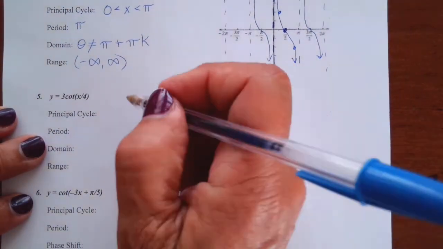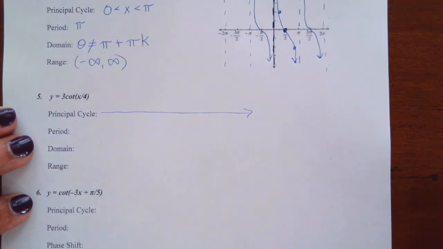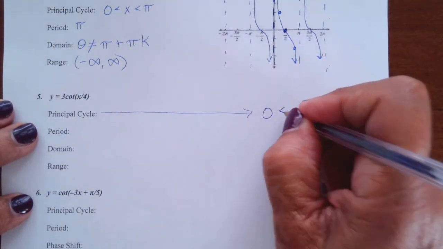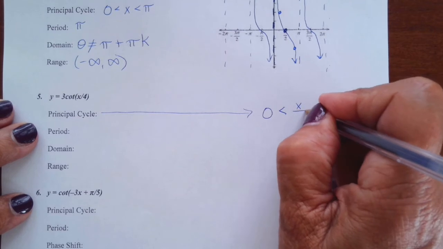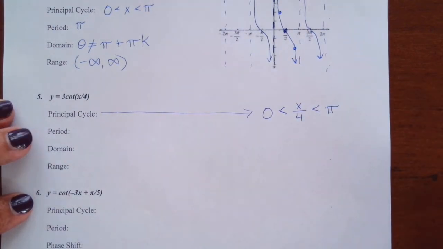All right, so again, I need to do a little work, not a lot, but I'll still do my principal cycles over here just so I have the room to work. So this is cotangent. So we're going to put whatever's in the parentheses between 0 and pi. Not -pi over 2 and pi over 2, that's for tangent.